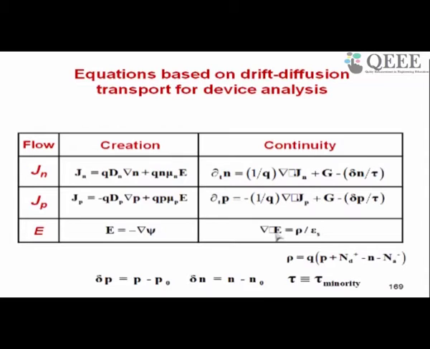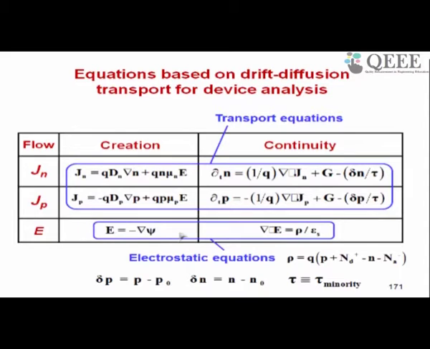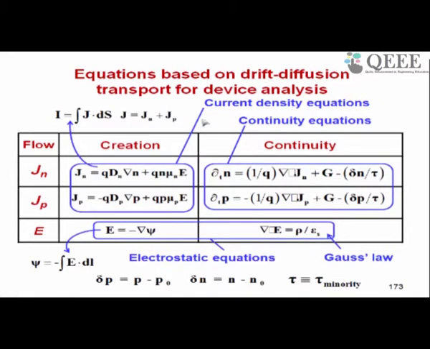Similarly, for the electric field, also there is a continuity equation. It says that electric field lines are caused by space charge. These equations for Jn and Jp are called transport equations, and these two equations are called electrostatic equations. Now these transport equations can be further classified into current density equations. These two are called current density equations, and these are called continuity equations. Okay.